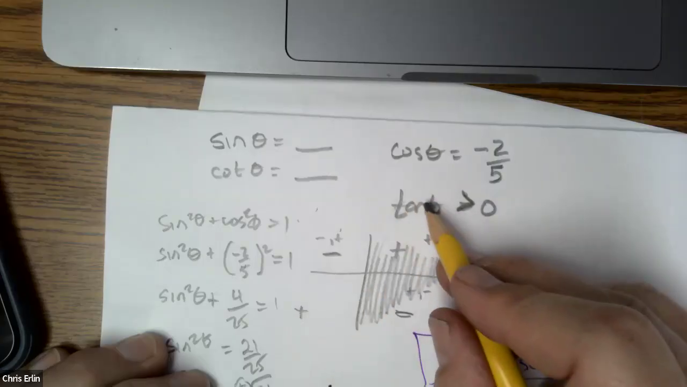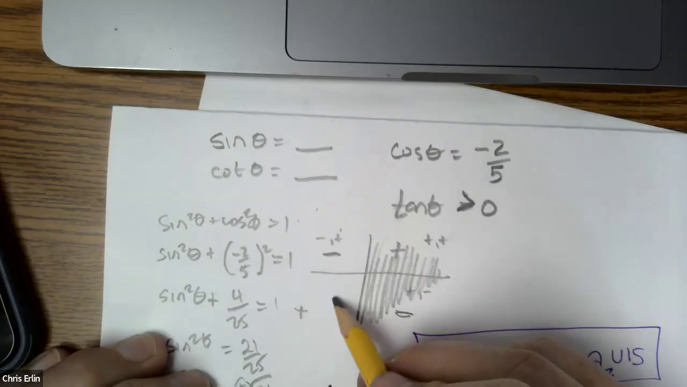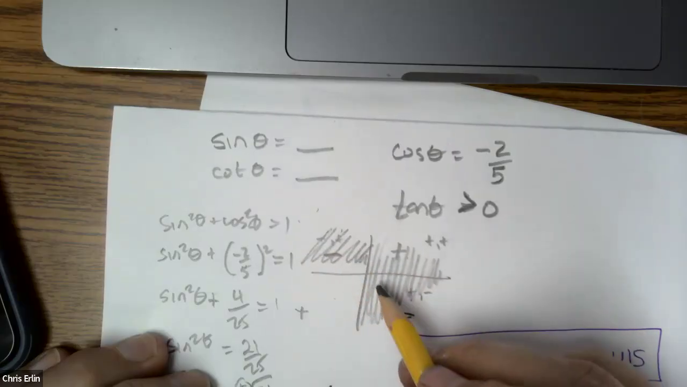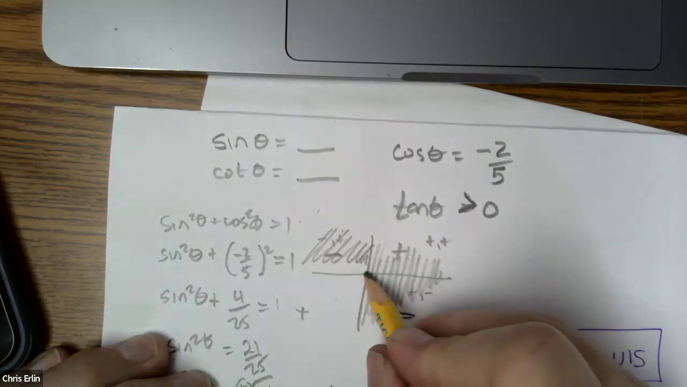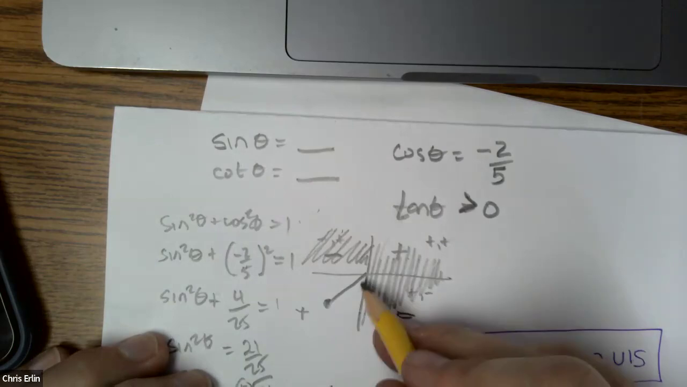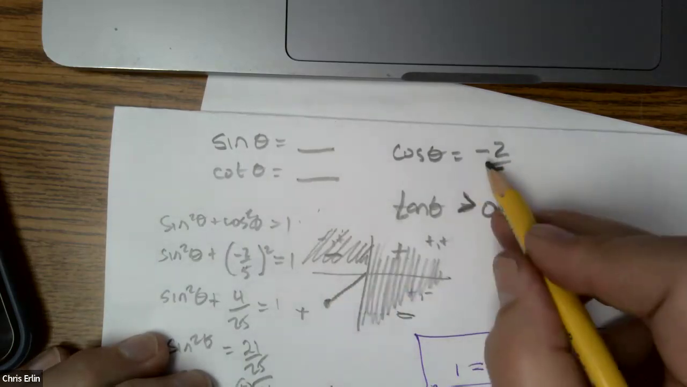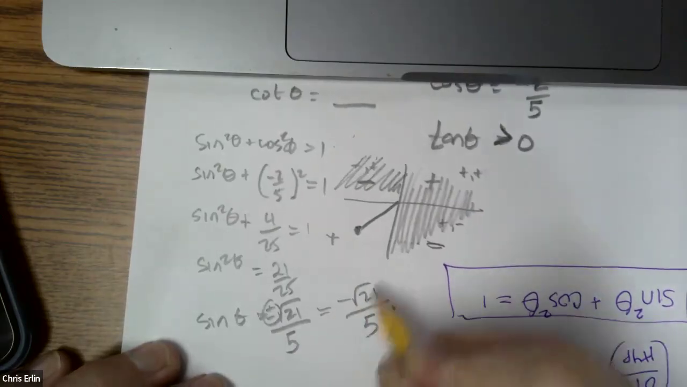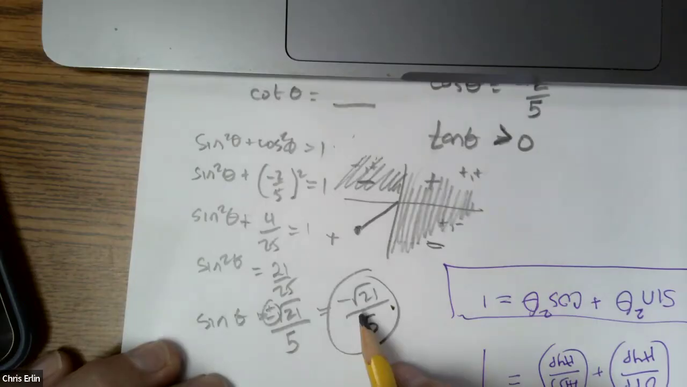So if I want my tangent to be positive, it's got to be either quadrant 1 or quadrant 3. I've already ruled out quadrant 1. Now I'm ruling out quadrant 2. It's got to be down here. And that's not a precise drawing by any means, but it tells me that my x is negative, which we knew, and my y has to be negative. So my solution here is going to be negative root 21 over 5 for the sine of theta.